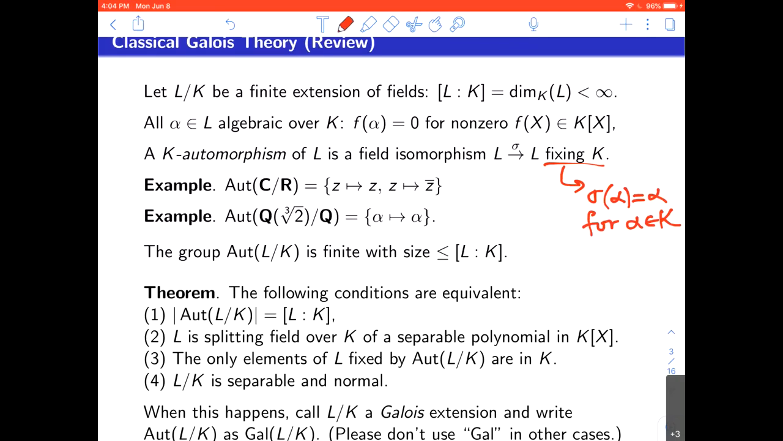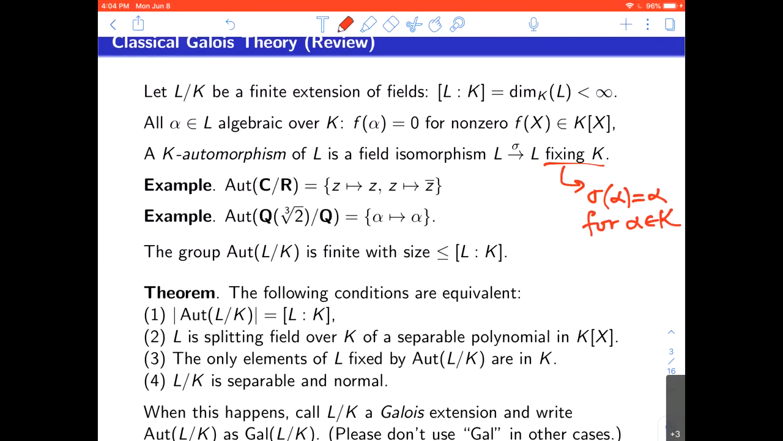Other finite extensions, like Q adjoin the cube root of 2, have only the identity as an automorphism over Q, because the cube root of 2 has nowhere else to go. And so although the field has degree 3, it's a cubic extension, the number of automorphisms is smaller than that. It's only the identity, not very interesting. The automorphisms of a field that's a finite extension of the base field always form a finite group, and its size is at most the degree of the extension. In fact, I think it divides the degree of the extension.